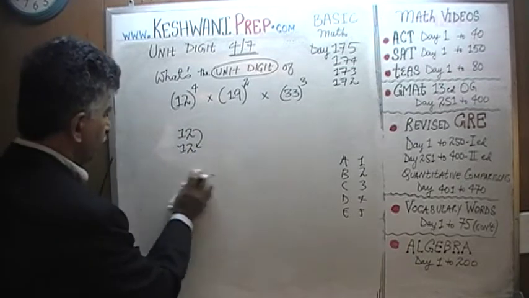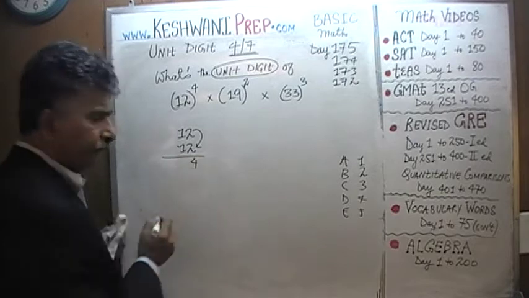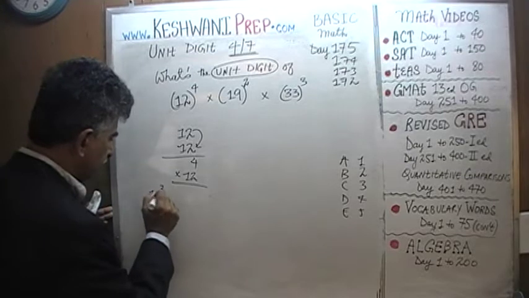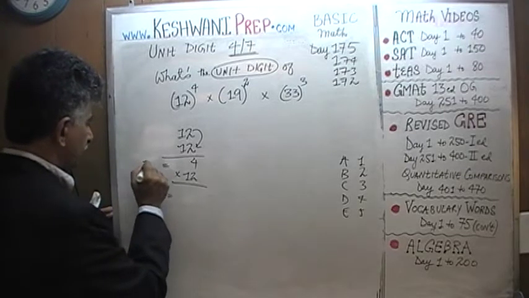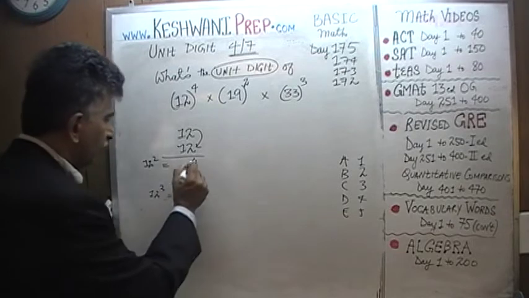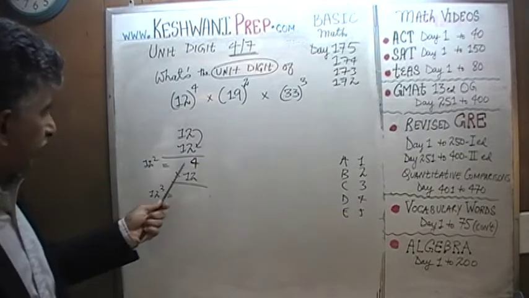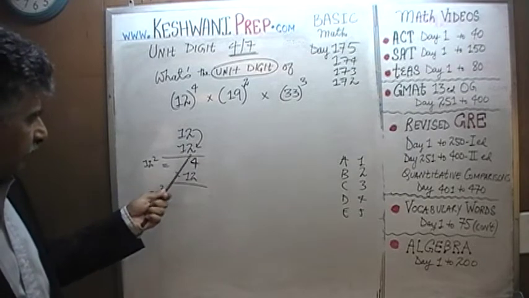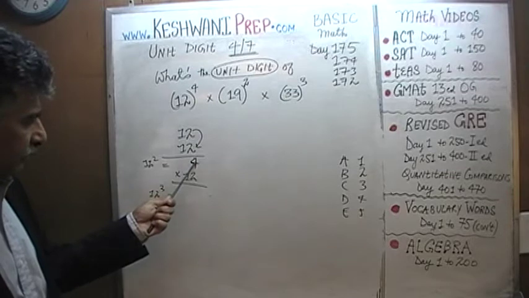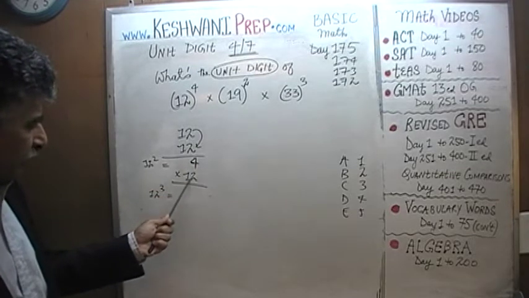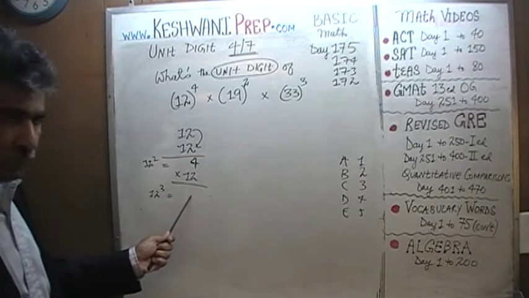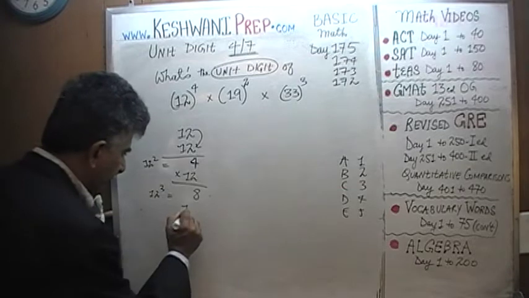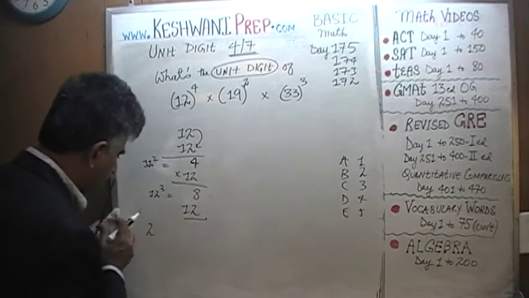Let's do it step by step. So 12 times 12 is going to end in a 4. You multiply by 12 one more time. This is going to be the 12 cubed, and this is the 12 squared. 12 squared will end in a 4, which of course we know because 12 squared is 144, but we don't need to know that it is 144. We can tell from here it has to end in a 4 because 2 times 2, unit digit is 4. You multiply 12 squared by 12 again, you get 12 cubed, and that, whatever it is, has to end in an 8. And then one more time, if you multiply it by 12, that is going to give us 12 to the 4th.